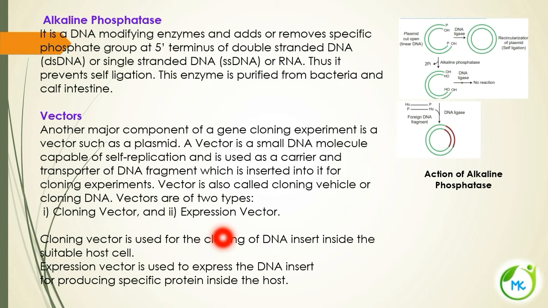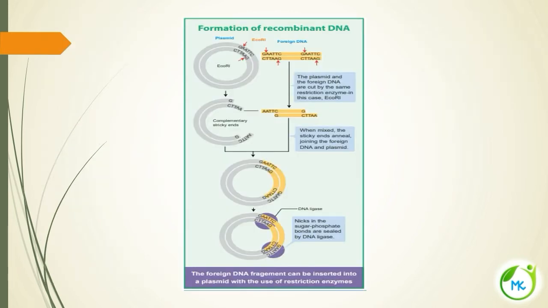It is used for cloning of DNA insert inside the suitable host cell. So it is used for cloning of DNA. Whereas an expression vector is used to express the DNA. The DNA that is going to be carried will be expressed so that whatever the DNA segment is responsible to make, that particular protein can be made to synthesize. So that's why it is called an expression vector.